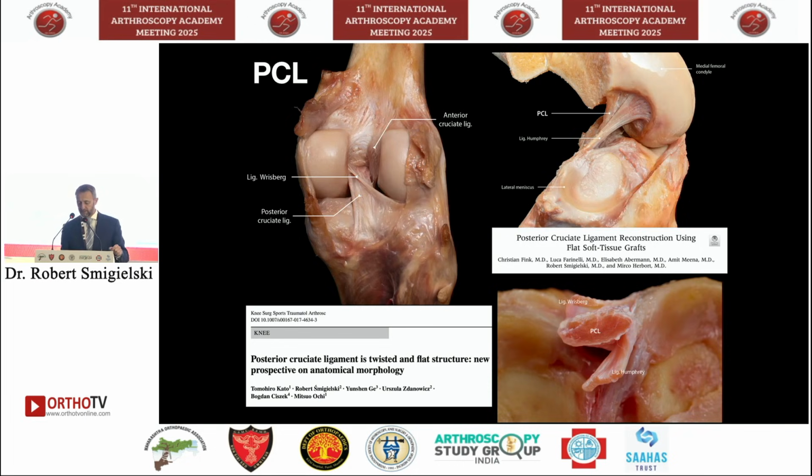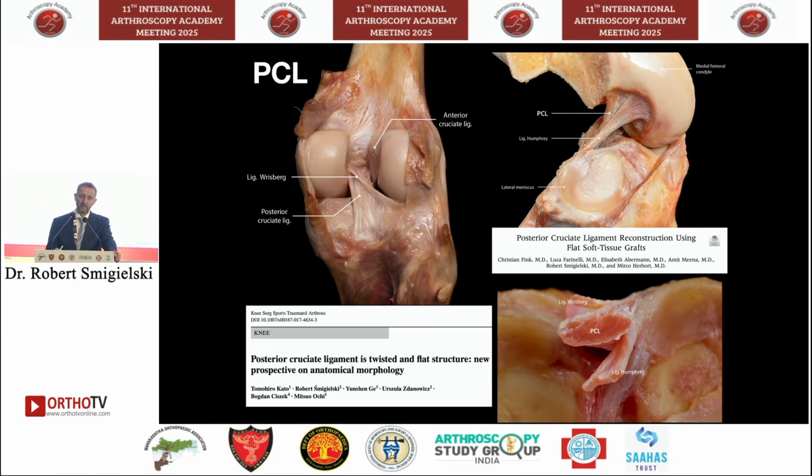Okay, let's go to the PCL. With the PCL it is a very similar situation. There are also some publications about the PCL, but if you look closer here, you can see that we have the Humphrey ligament, the meniscofemoral anterior, the meniscofemoral posterior, and between these two ligaments is the PCL, which is absolutely not round as well.